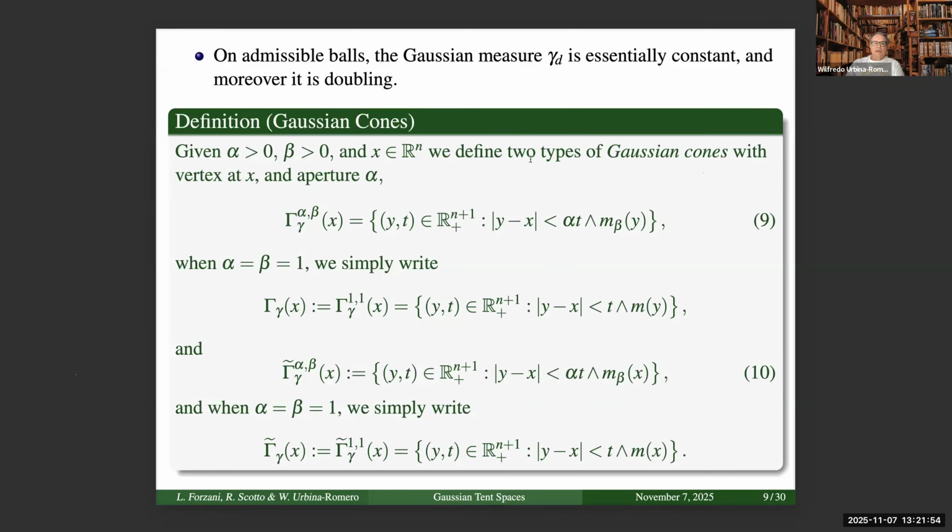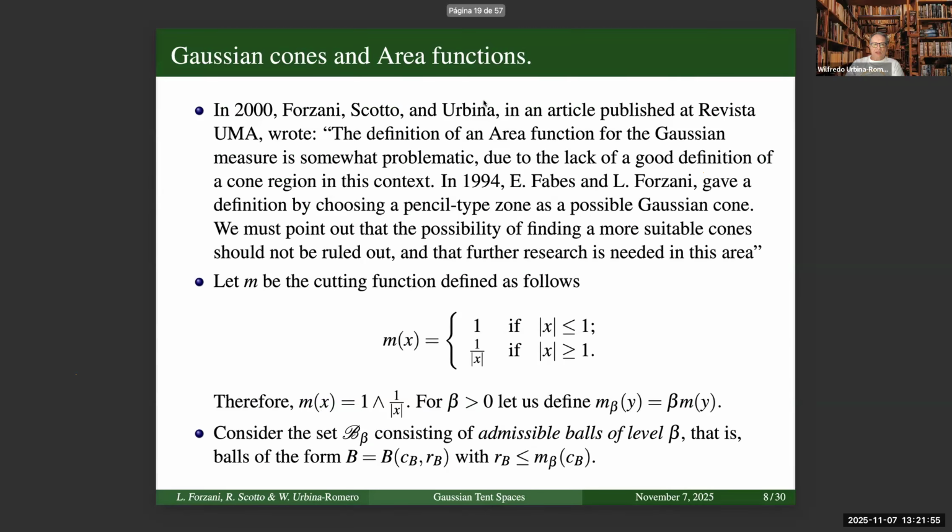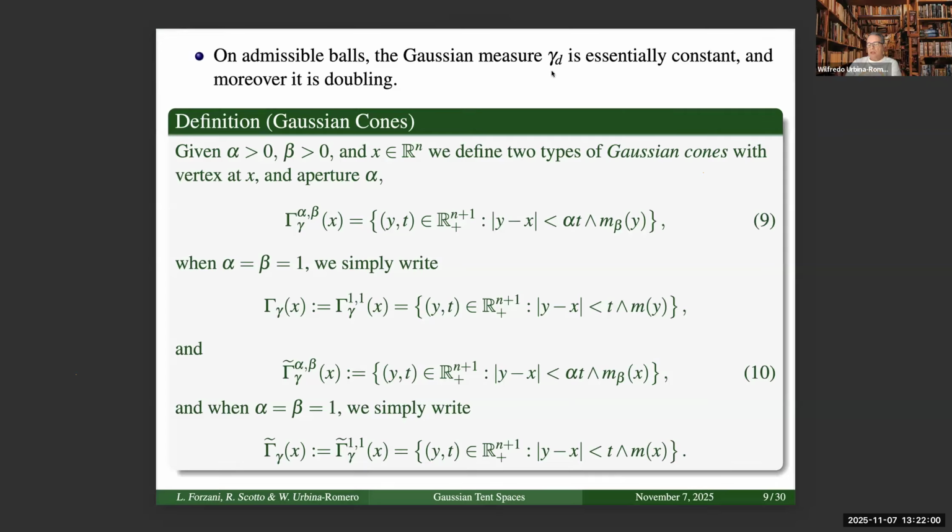Well, this is what you say here: the Gaussian measure is essentially constant. In classical harmonic analysis, it was proved first for the Lebesgue measure, and then it was extended to measures that are doubling. What does doubling mean? Doubling means that the measure of the ball with the same center and twice the radius can be controlled by a constant, independent of the ball, times the measure of the initial ball. So that's doubling.